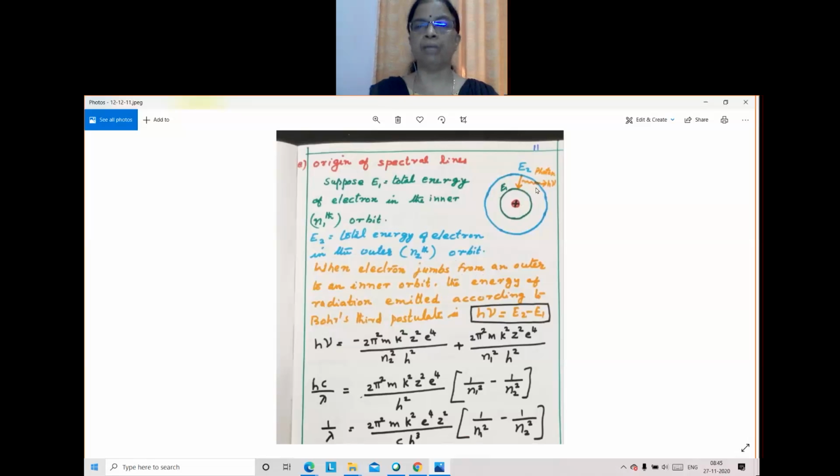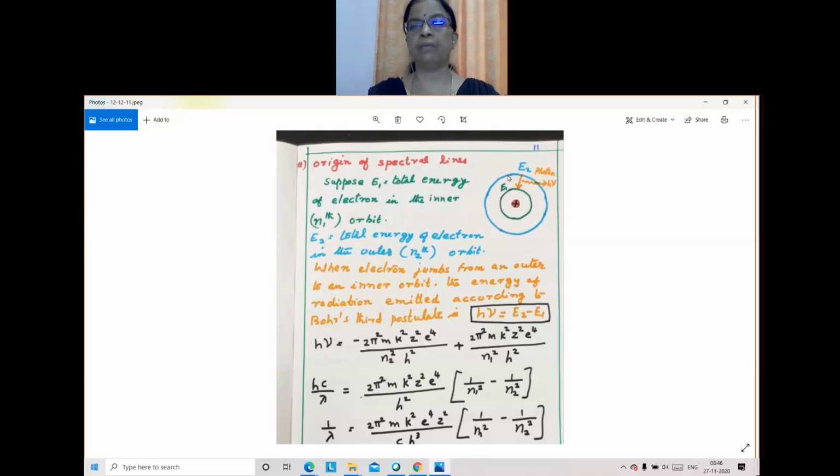When an electron jumps from the second energy level to the first energy level, or from a higher energy level to a lower energy level, what is emitted? Radiation, a photon. The energy emitted is h nu. How will you calculate how much energy is emitted? For that, you should know from which level to which level the transition has taken place.